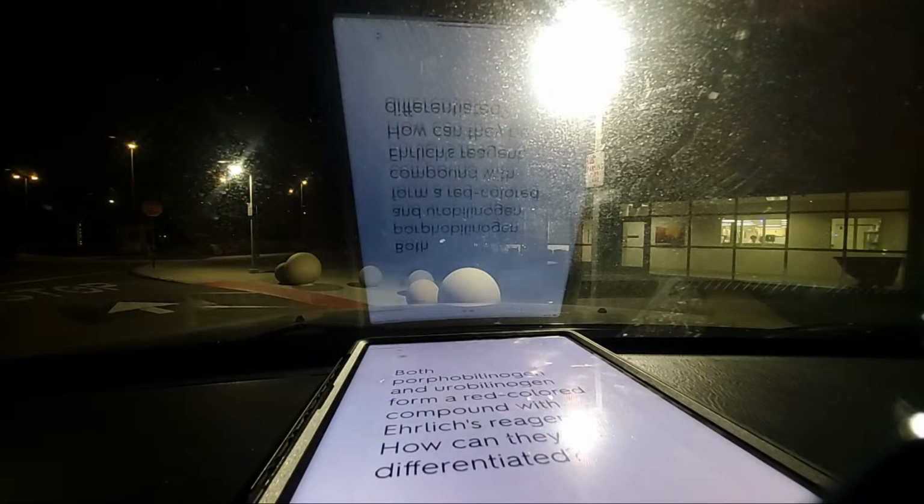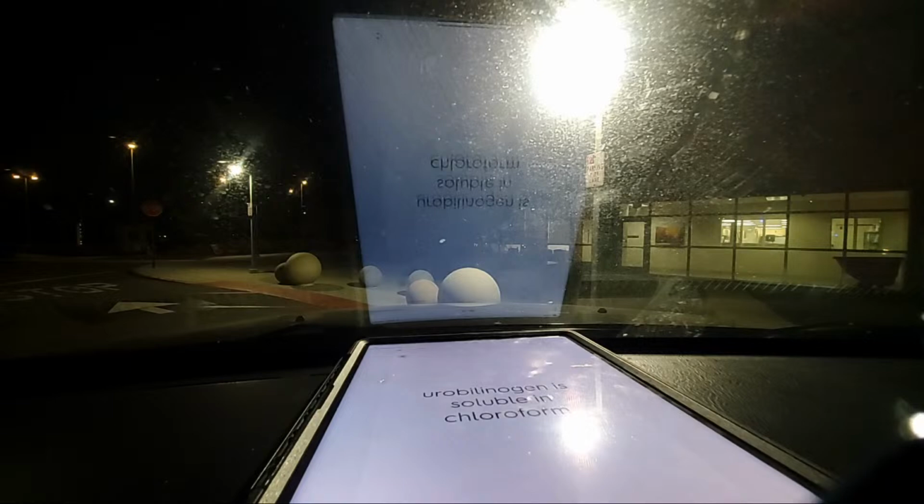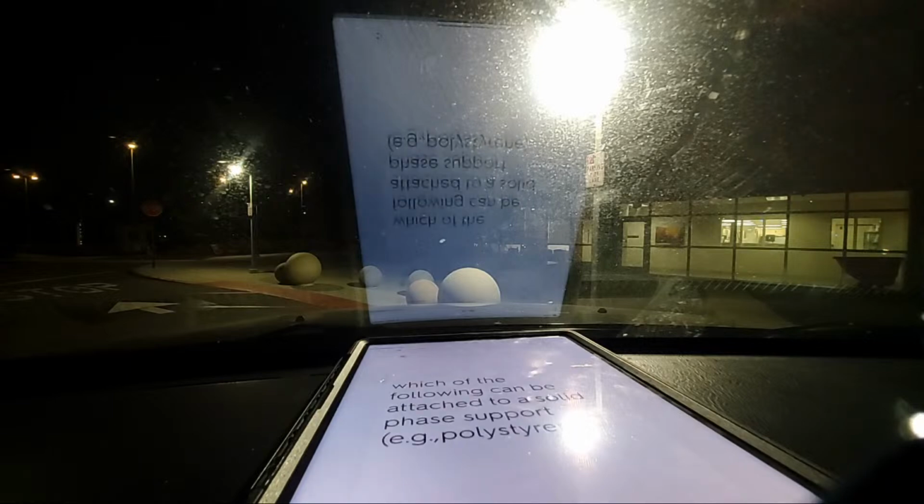Both porphobilinogen and urobilinogen form a red-colored compound with Ehrlich's reagent. How can they be differentiated? Urobilinogen is soluble in chloroform. Which of the following can be attached to a solid phase support? Antibody or antigen?